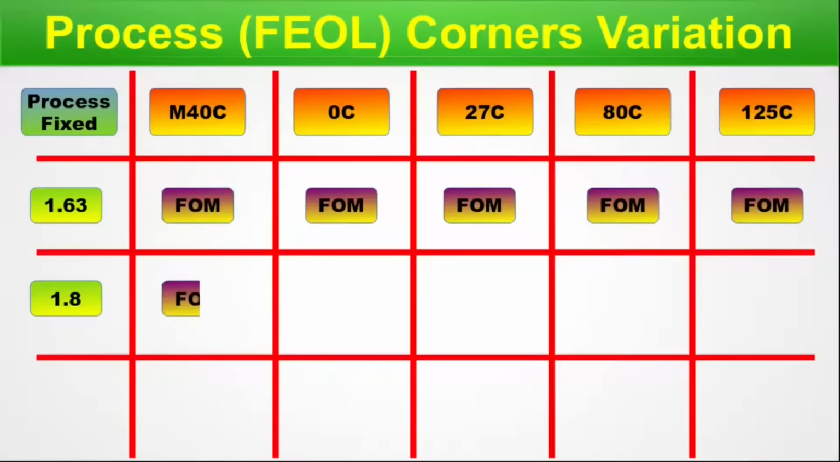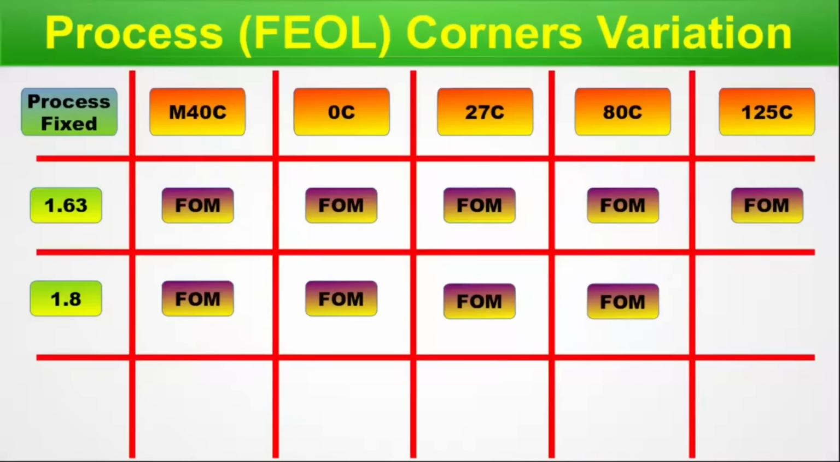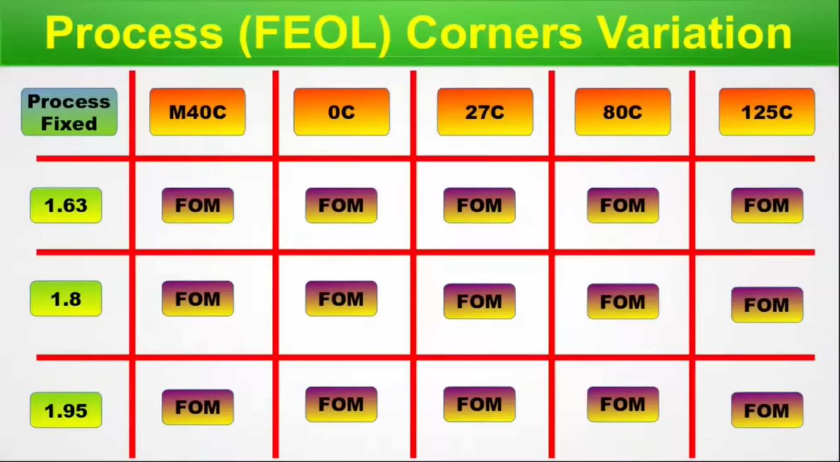Next we have another VDD, and here goes the figure of merits. We have another VDD variation, and we will expect the figure of merits. So these are the two tables you can expect in a data sheet.